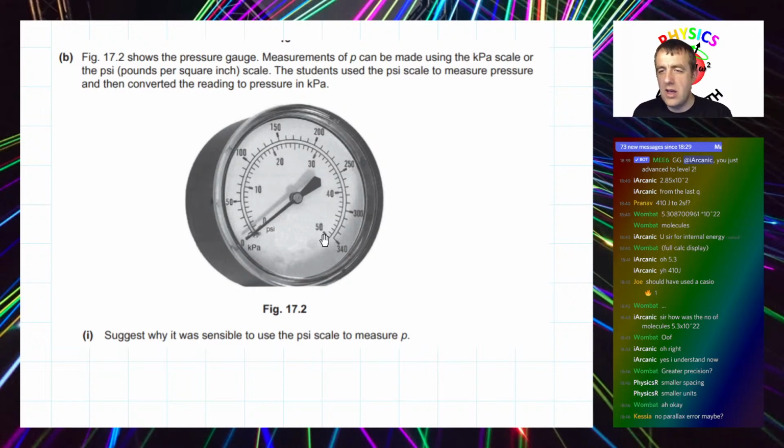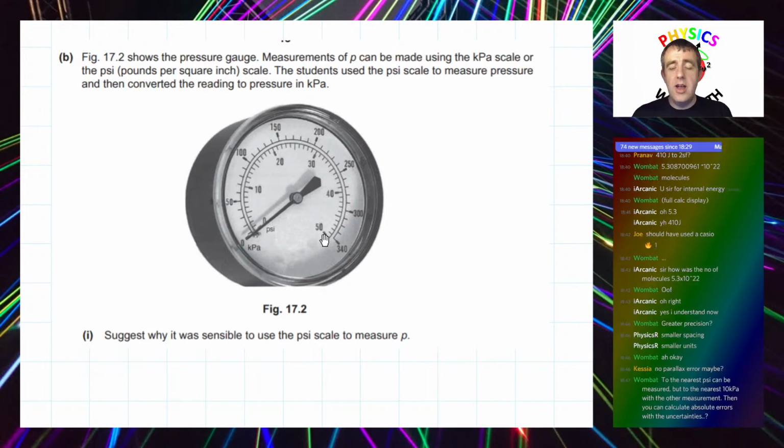Or if it does, you can't see it. I genuinely watched a YouTube video today where someone photocopied a mirror. That's how low I've sunk. Anyway, so the nearest PSI can be measured, but the nearest 10, yeah.